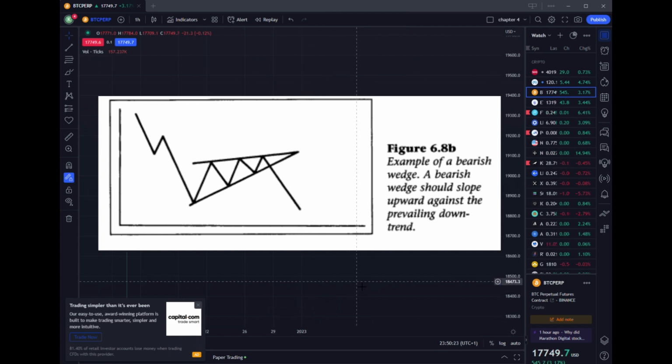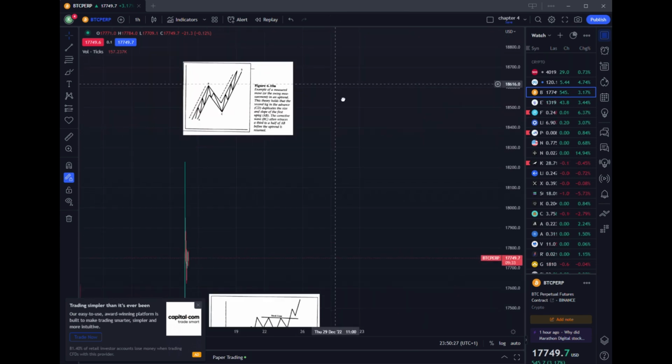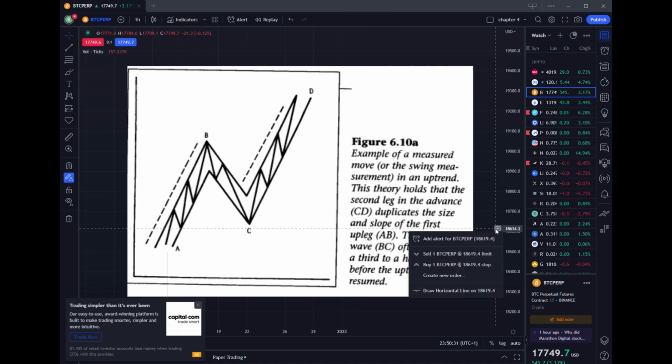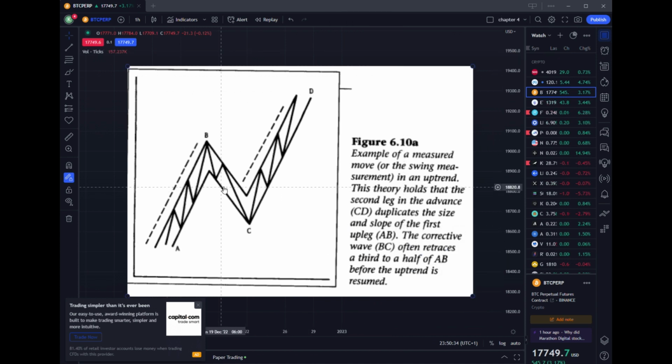And this one is the bearish wedge, basically the same as the descending one, or the ascending one. I mean, I'm sorry, the descending I think is bearish. So basically the same. Now we'll go over another example, which is going to be a measured move, I think.